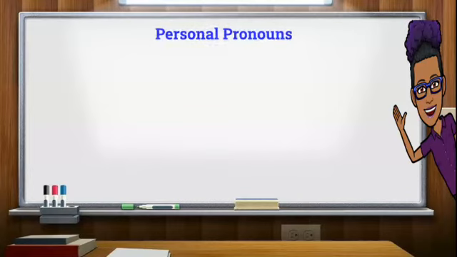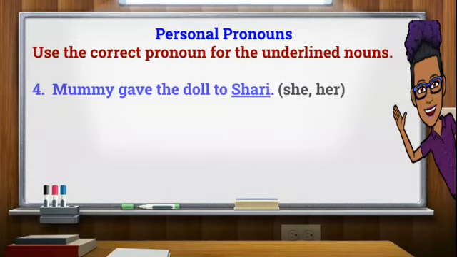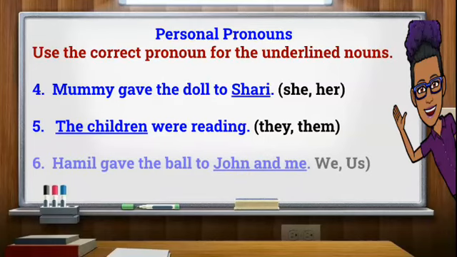So, a few more sentences. As we practice, continue. You will use the correct form of the pronoun for the underlined nouns. Mommy gave the ball to Shari. The children were reading. And Hamil gave the ball to John and me. So let's get our pronouns. Mommy gave the ball to her, receiver. They were reading, the subject. Hamil gave the ball to us, receivers, John and me.